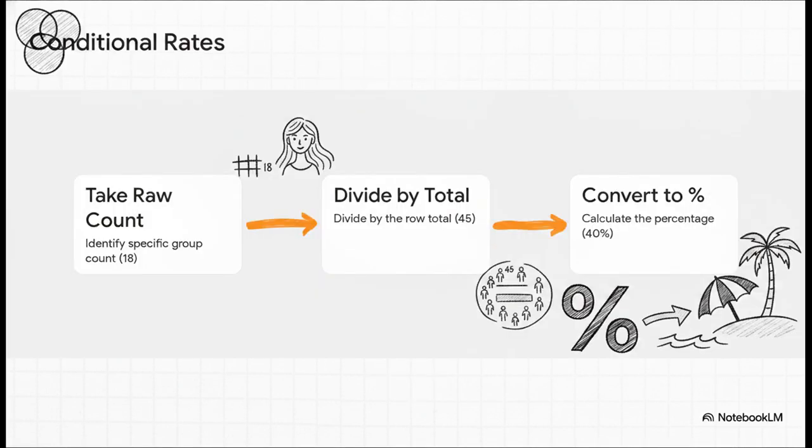Okay, let's break down the immediate reasoning here. To find the row conditional percentage, you first isolate the specific condition, in this case, being a woman. You take the raw count of 18 and you divide it by the total number of women, which is 45. 18 divided by 45 gives you 0.40. Multiply that by 100, and boom, you get 40%. This tells us that conditional on being a woman, there is a 40% rate of preferring the coastline.